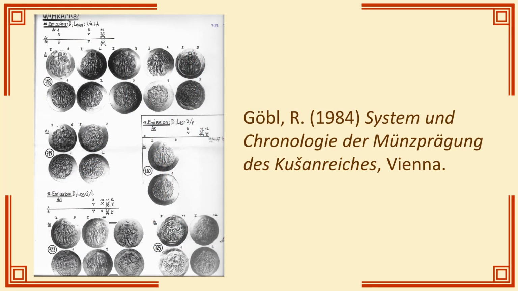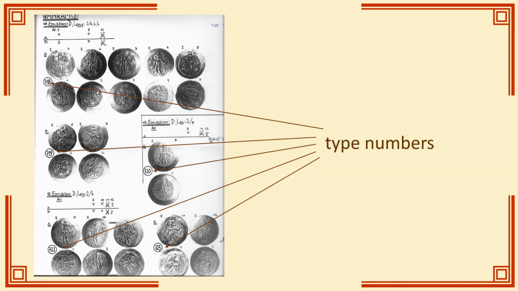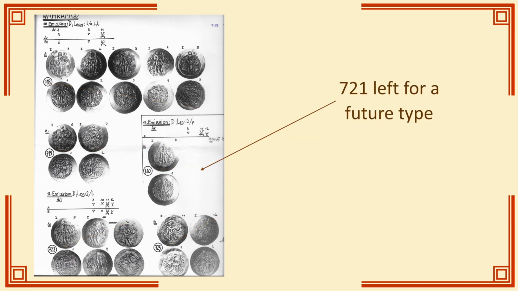Let me start with the obvious differences in presentation. Gobl uses what I think of as an RIC type system, assigning to each distinct combination of obverse and reverse a number. These run sequentially. But where Gobl thought it was likely a type existed, but there was no extant example, he left a space in the numbering. So there is no 721 in his list, because he suspected a coin would turn up later to fill that gap. And Gobl was absolutely right in that intuition. The number of types, in Gobl's terms, has doubled since 1984.